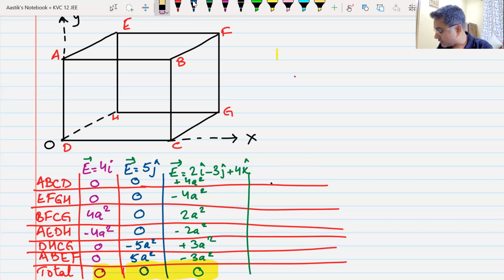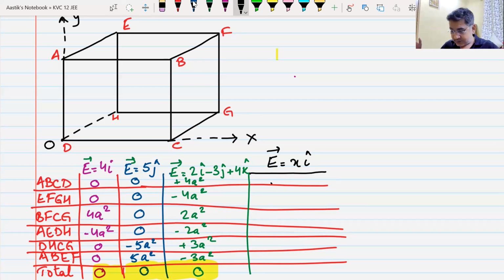I will just write it above, let me make a column here so that I get space. Electric field is x i hat. You have 2 minutes. Take a deep breath, get the answer, and stay happy.